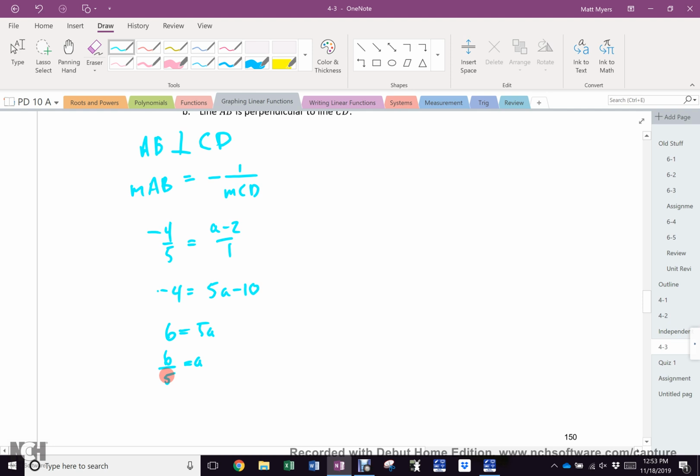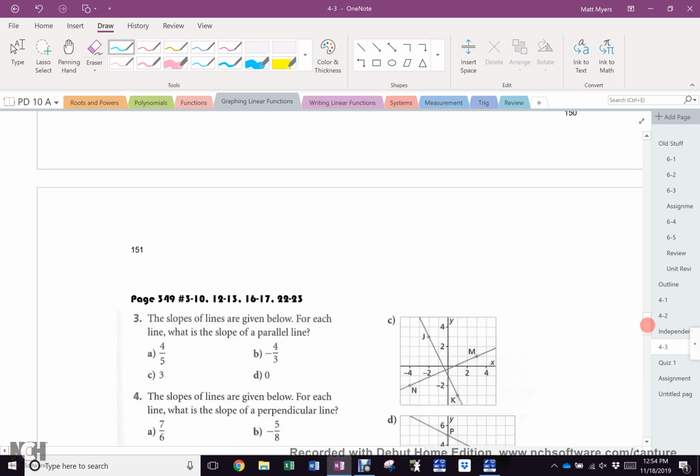6/5. Does 6/5 exist? 1 1/5. So you would go over 1 and up a little bit. Or you would change your scale to be fifths, which means where would your 1 be? 1, 2, 3, 4, 5. That would be 1. 6/5 would be 1 more fifth. Everybody cool? All right. And that's it for parallel and perpendicular.